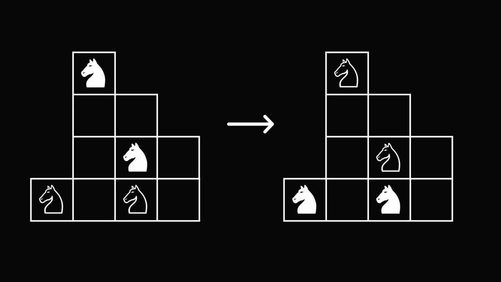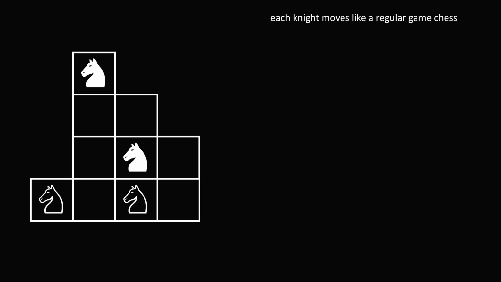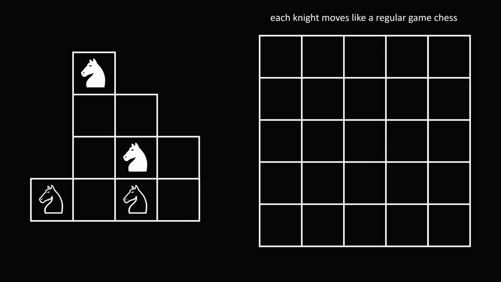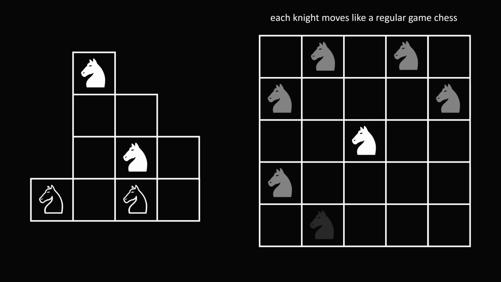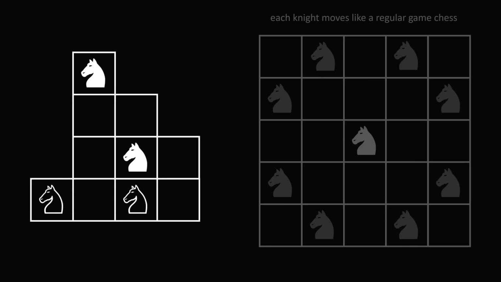But there are rules to this game. The knights themselves move like in a regular chess game. So a knight is going to move 2 up and 1 over, or 2 over and 1 up. This will be an L shape. So if we have a knight in this grid, these are the different possible places that the knight could move to. Each knight is moving just like it would in a regular game of chess.